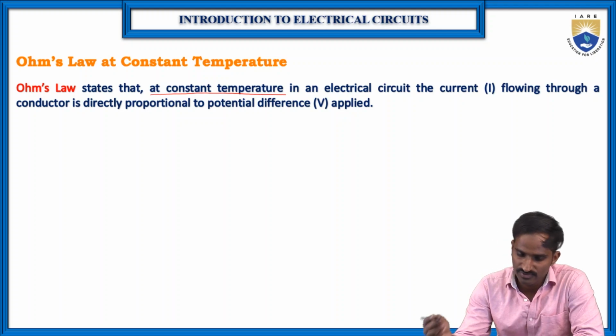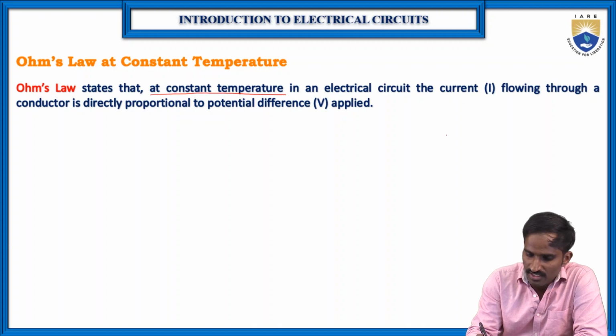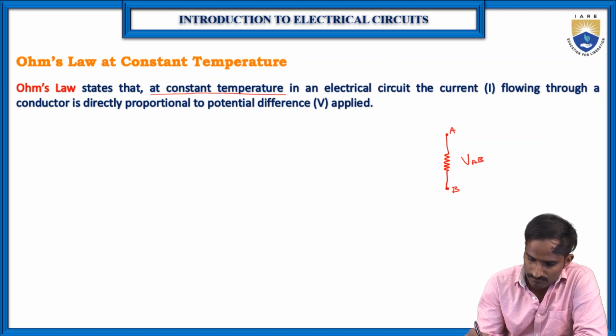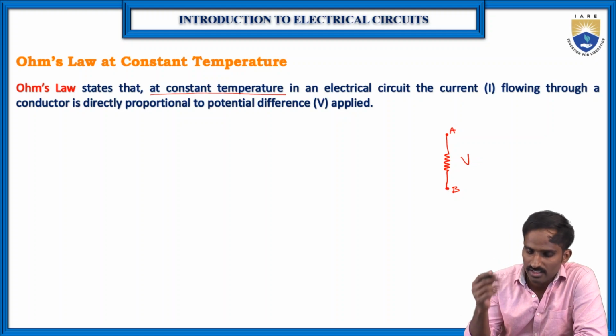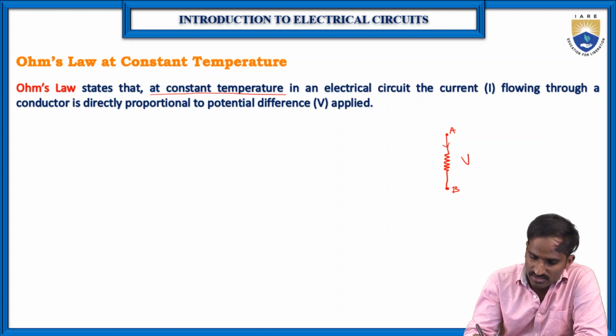we applied, which means let us consider an element, resistor, with terminals A and B. Let us consider the potential difference between A and B is VAB, or just simply V. And the current flowing through the conductor is, let us consider, I. And the resistance of this resistor is, let us consider, R.